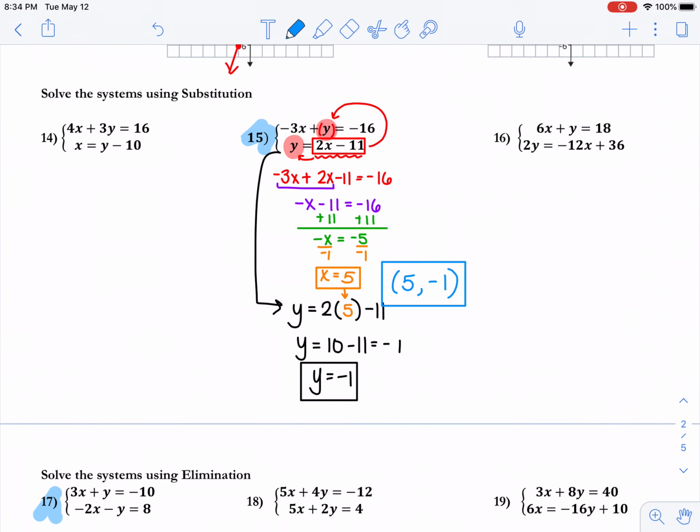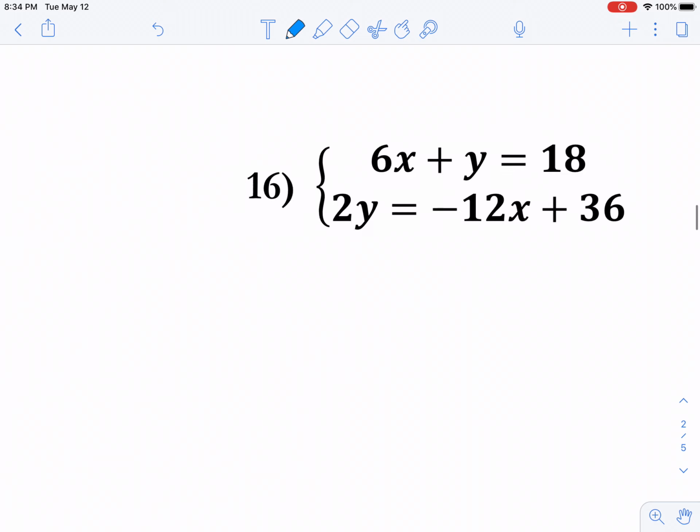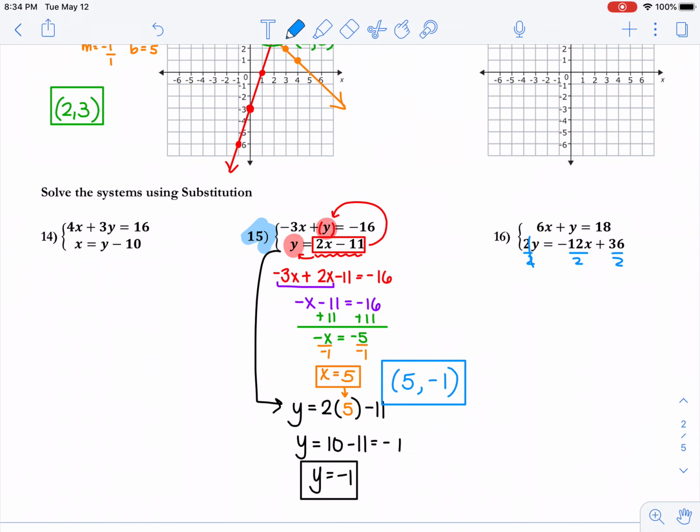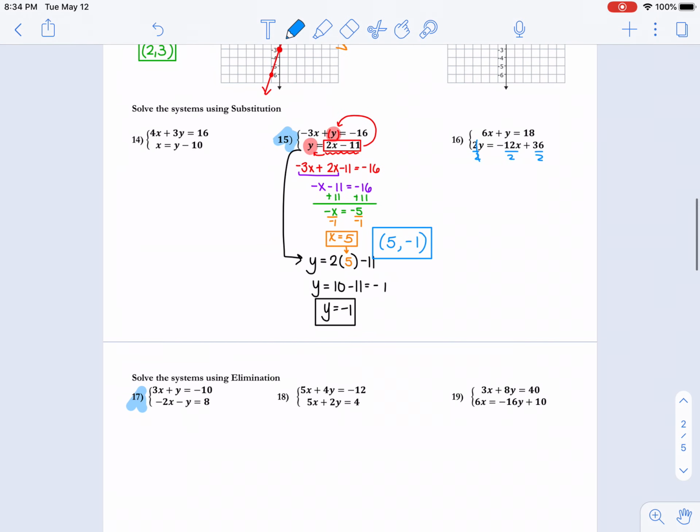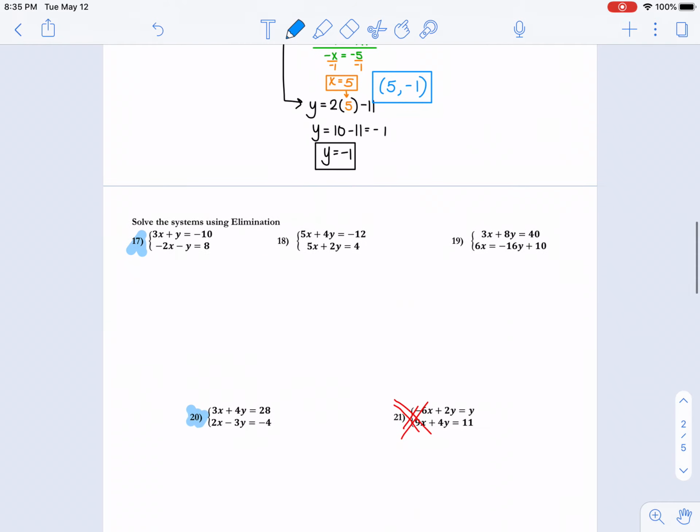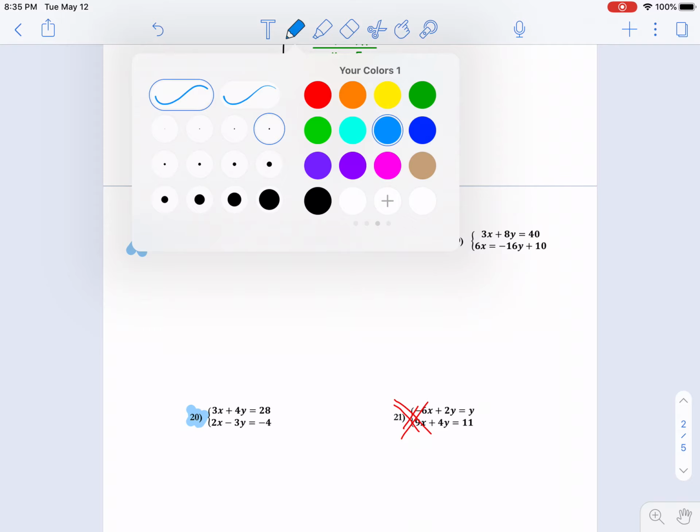I'm not going to do all of 16, but keep in mind that for 16, you need to get one of the y's by itself, whether it be this one or this one. I probably would get that second y by itself by dividing everything by 2. So that's just kind of a hint on how to start that one. But I don't want to take up too much of your time. Moving on, I'm going to do some elimination problems. I'll do 17 and 20.